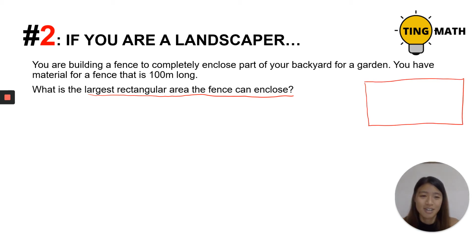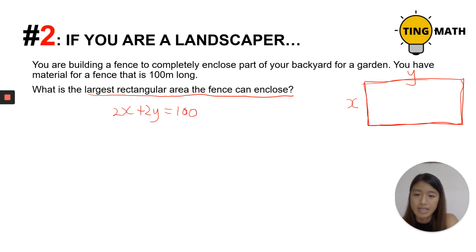So let's understand the question. We want to build a rectangular garden. We have enough material for 100 meters long. Let's make the breadth x. Let the length be y. And let's try to form some equations so that we can work on the problem here. So here we know that x plus y gives me 100 meters. That's the perimeter. So 2x plus 2y equals 100 meters. And let us find y in terms of x. So 2y will give me 100 minus 2x. And y would be 50 minus x. Simply divide both sides by 2.